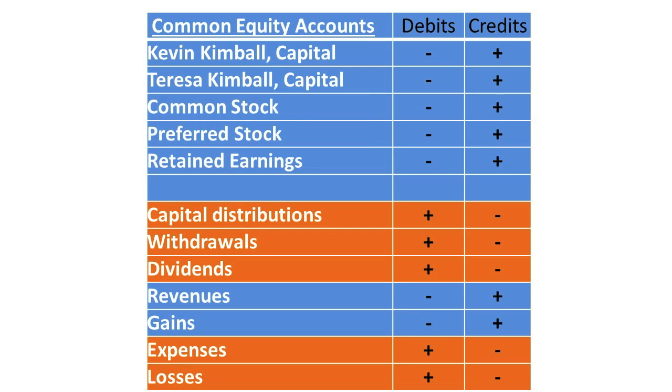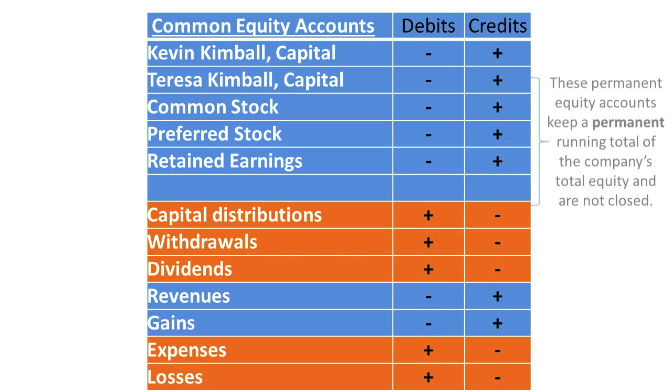These are the common equity accounts like capital, common stock, preferred stock, retained earnings. These are all increased with credits, and the revenues and gains are increased with credits. Now those things that work against equity, these are equity accounts, but by recording debits, they reduce equity. Just like if you had recorded it up here, you'd reduce equity. But this is saying that you have more withdrawals, which means you have less equity. You have more dividends, less equity. More expenses, more losses, less equity.